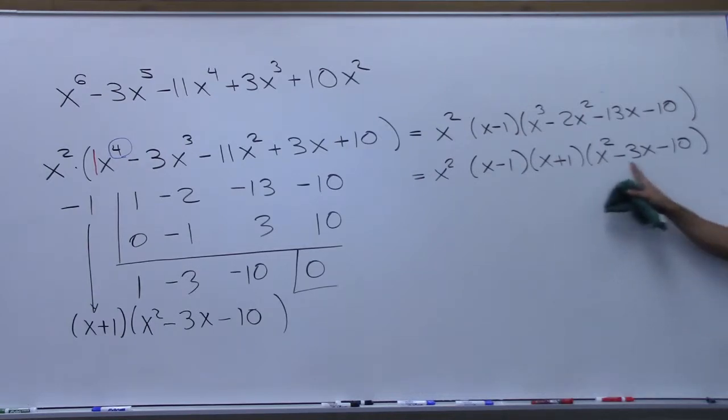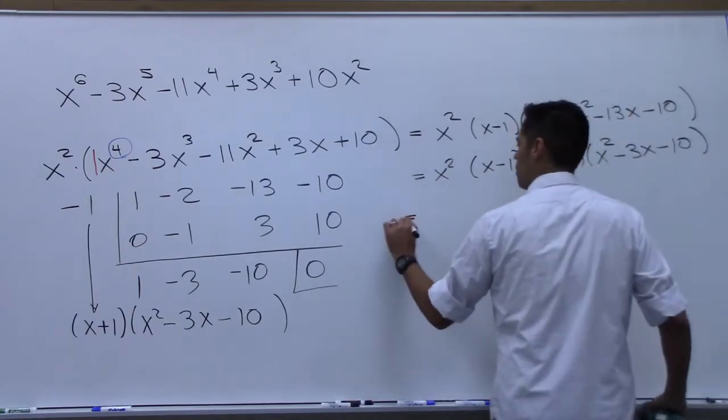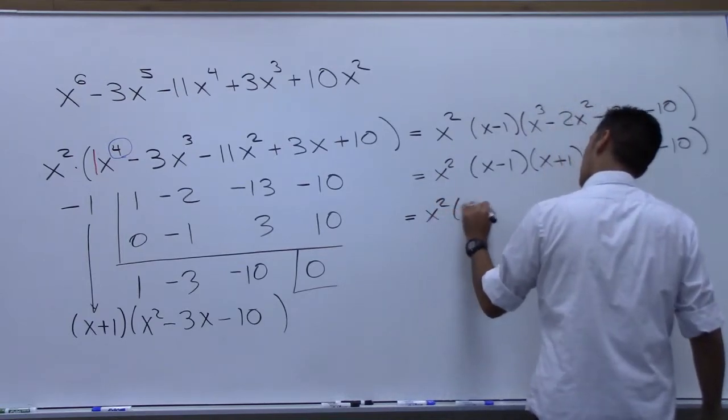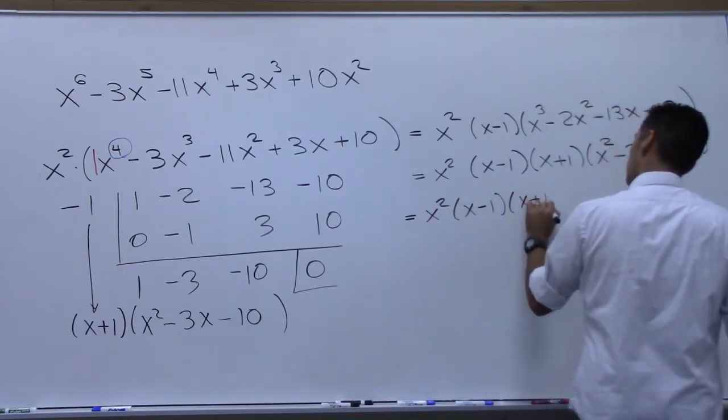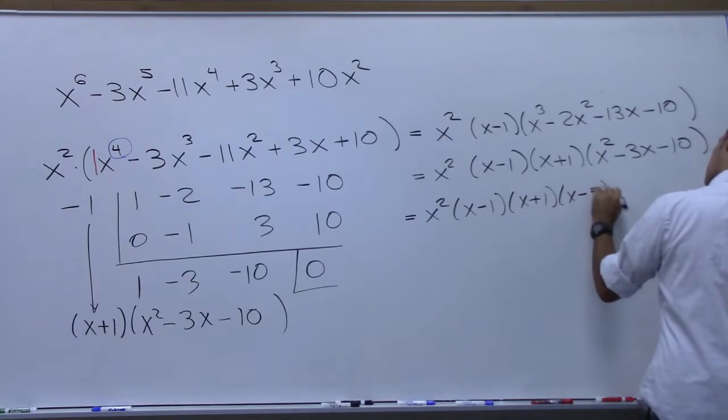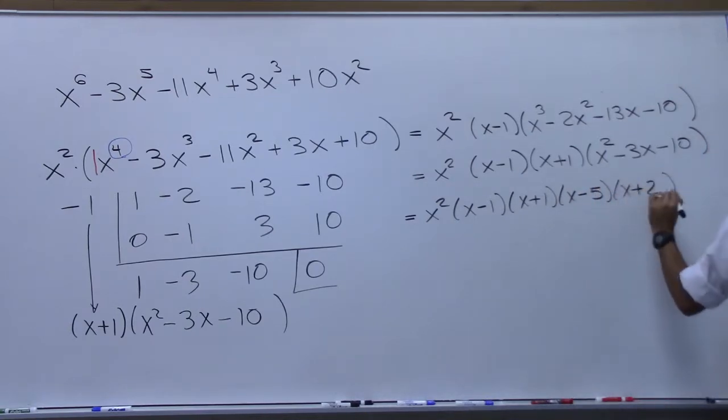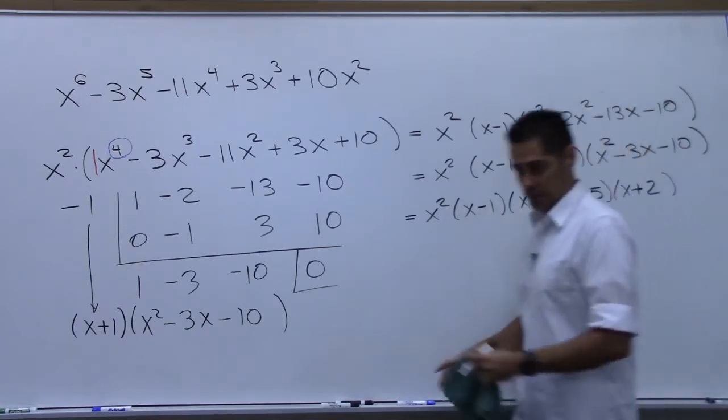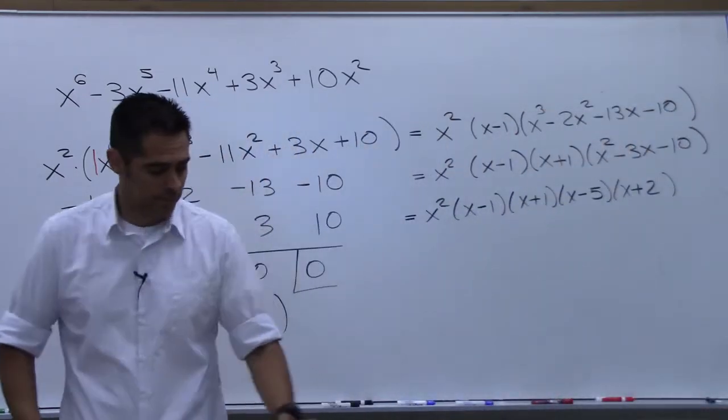This right here is a quadratic, and I think I can factor that one. Yes, x minus 5, x plus 2? Yes. All right. So when are we done? Like now, right? Once everything's down to linear factors, we are done.